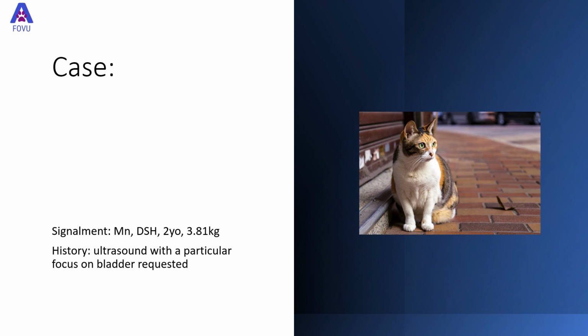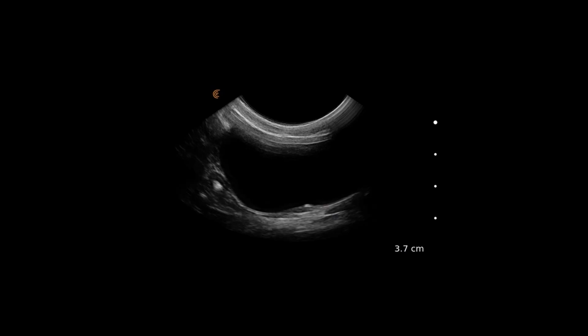So this case concerns a male-neutered 2-year-old domestic short-haired cat weighing 3.81 kilos. The cat had a history of urinary tract disease, and the vet had requested a particular focus of the bladder on ultrasound examination. So here we have the bladder. It's this anechoic organ here.